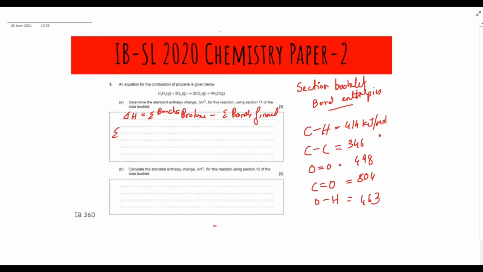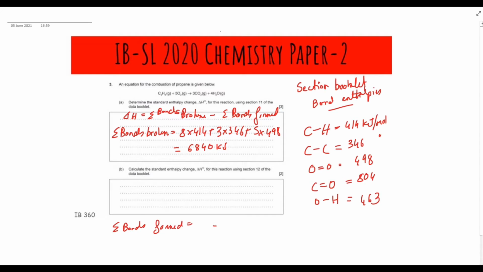Now, the summation of bonds broken. We see that there is C3H8, so there are 8 C-H bonds, so 8 times 414. There are 3 C-C bonds, so 3 times 346, and there are 5 O=O bonds, so 5 times 498. Upon calculating, this comes out to be 6840 kilojoules.